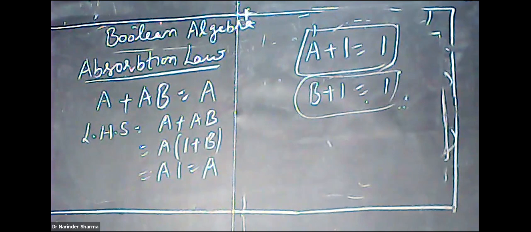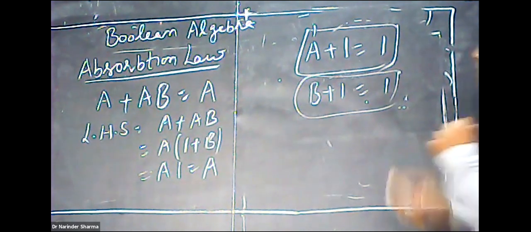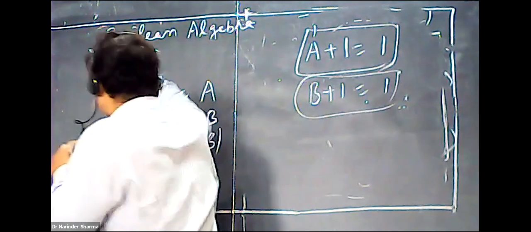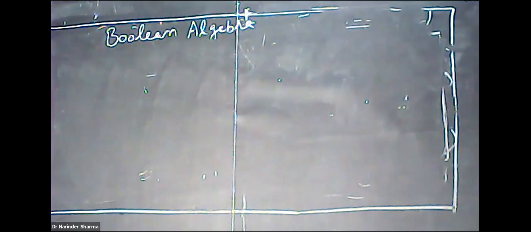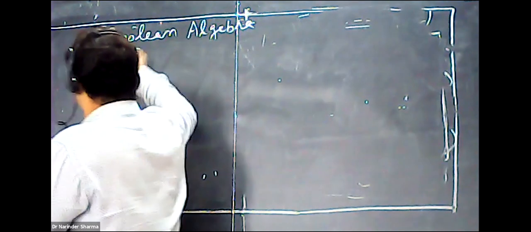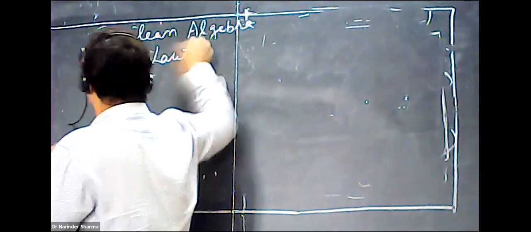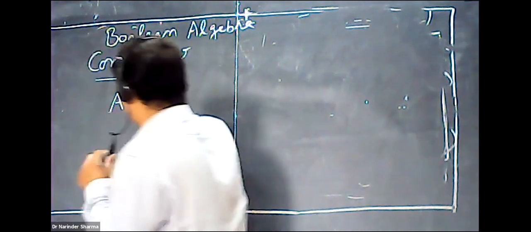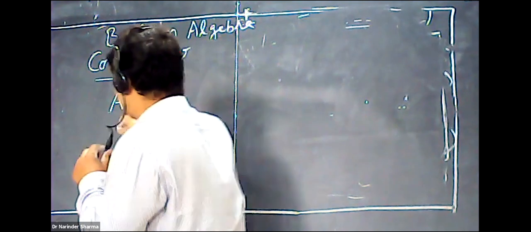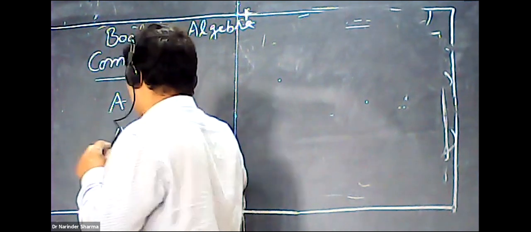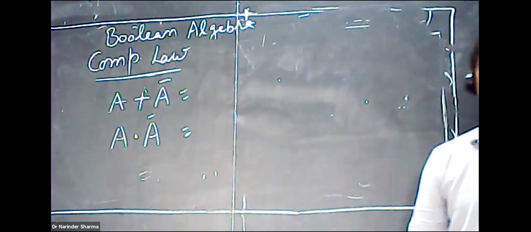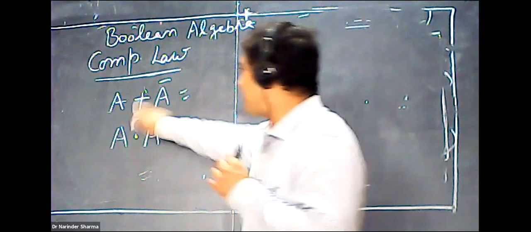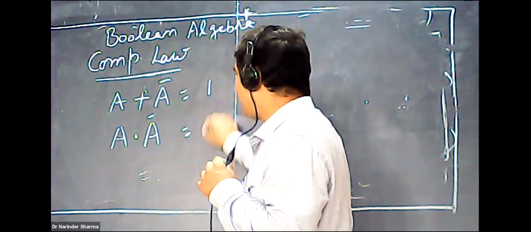Next is the complementary law. Its name itself indicates that we have to take the complement. If A is there, A plus A bar, A into A bar. According to this law, A plus A bar is 1, and A into A bar is 0.